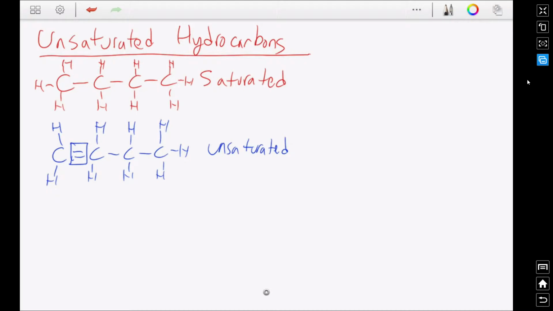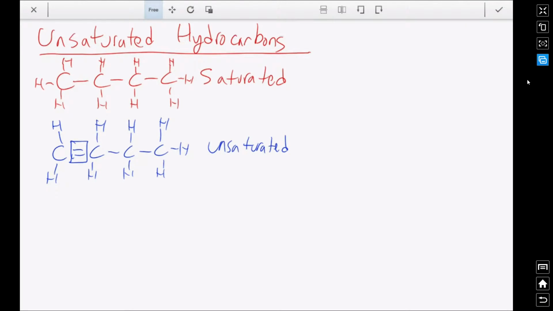That's what separates it. So basically, an unsaturated hydrocarbon is a carbon chain that contains at least 1 double bond or at least 1 triple bond. Depending on whether it's a double bond or triple bond, it gives rise to a different type of family. So let's talk about those.